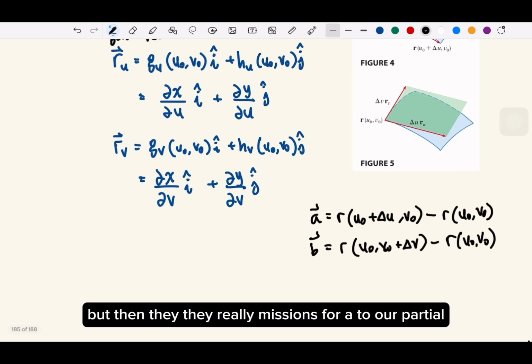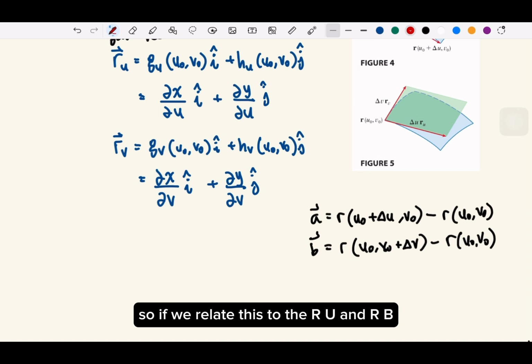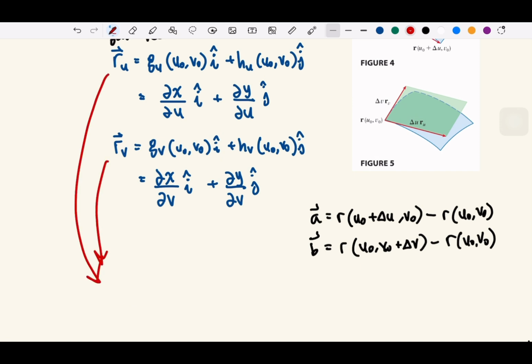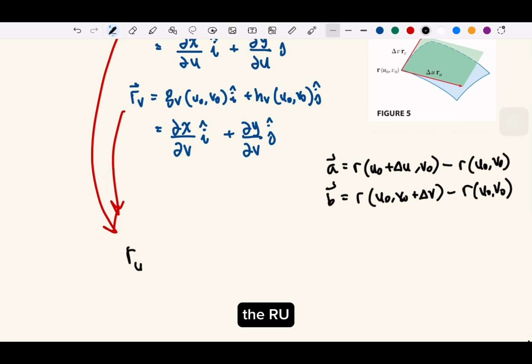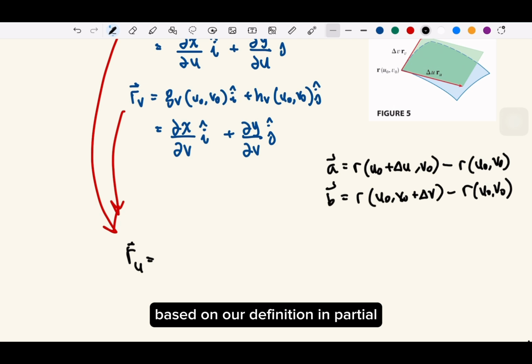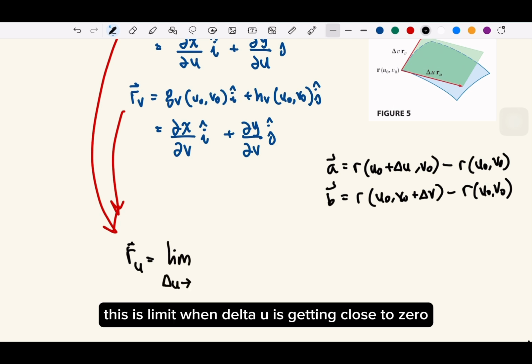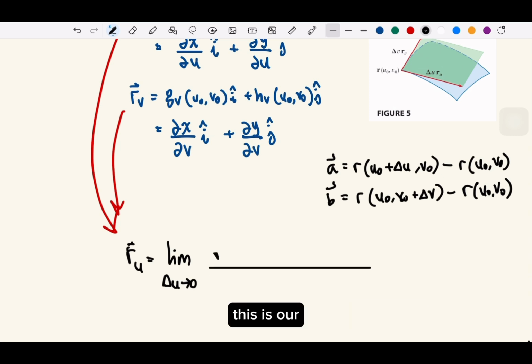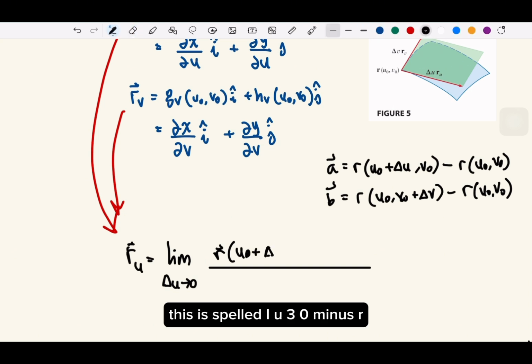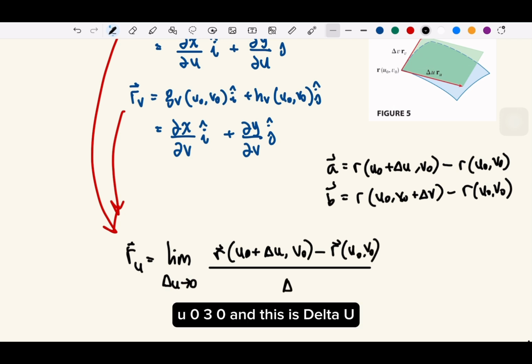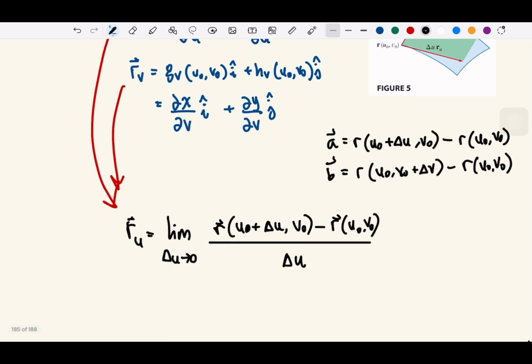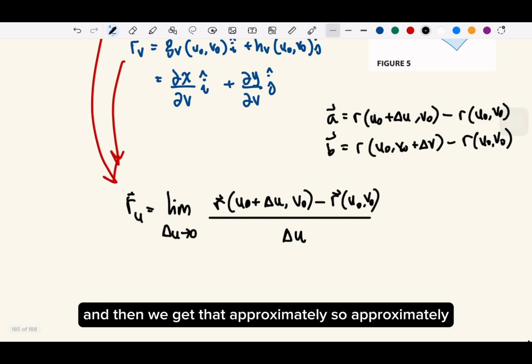But then the relation of A to our partials, if we relate this to the RU and RV: the RU, based on our definition of partial, is the limit when delta U is getting close to 0 of R of U0 plus delta U, phi 0, minus R of U0, phi 0, all over delta U. Okay.